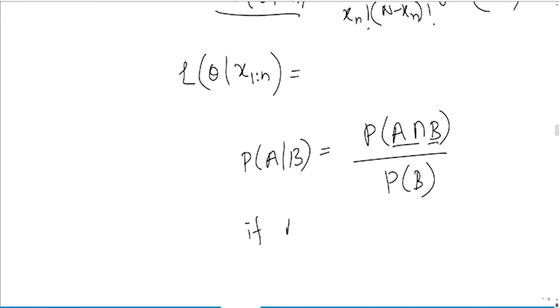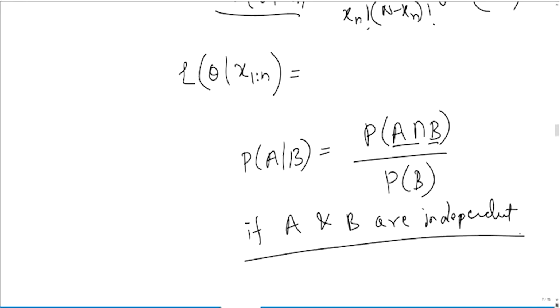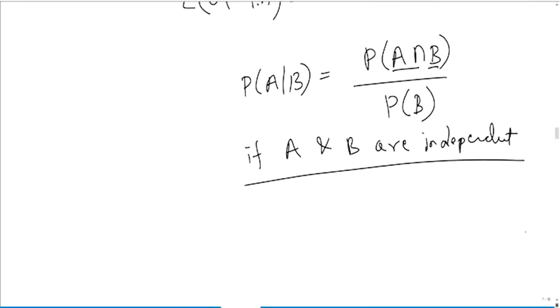What will happen if A and B are independent? So if you are given A and B are independent, then what will happen? In that case, you can say P of A given B will be equal to P of A, because probability of A does not depend on B. So it will be just probability of A.